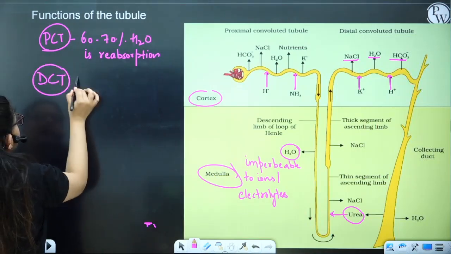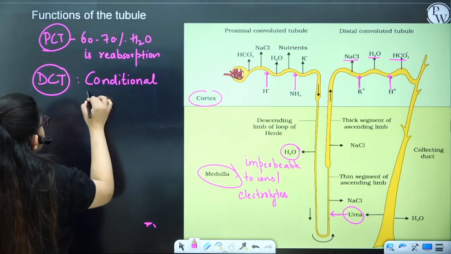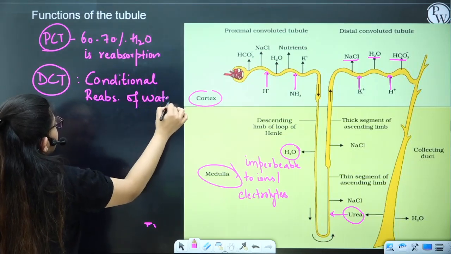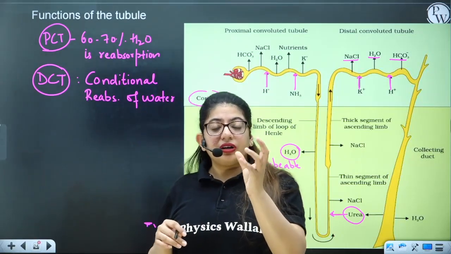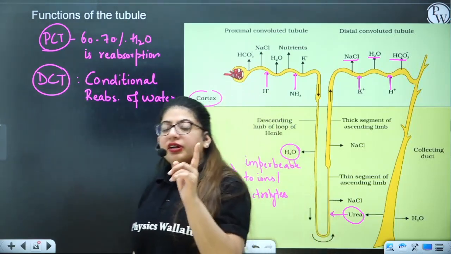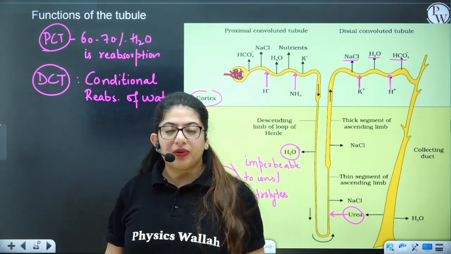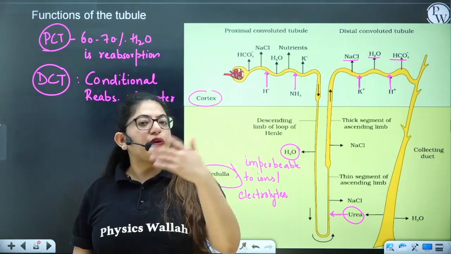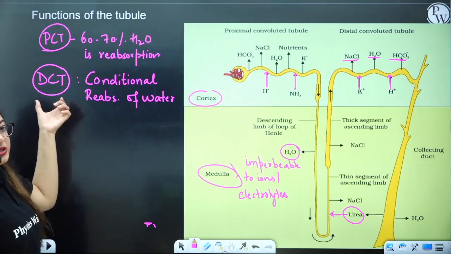In DCT, there is conditional reabsorption of water. That means there is a condition. If something X comes, only then the water will be reabsorbed. For example, a hormone will come here, and DCT will start reabsorbing water. So this is known as conditional reabsorption. If that hormone is not there, it will not reabsorb. So conditional reabsorption takes place in DCT.